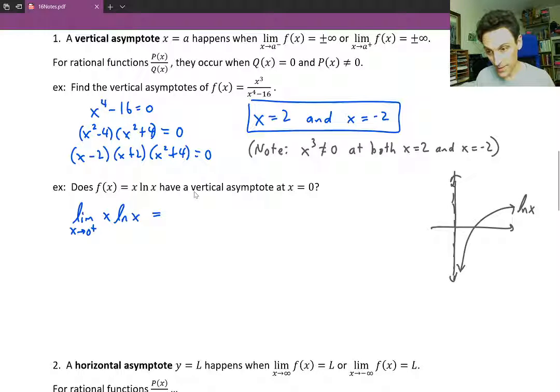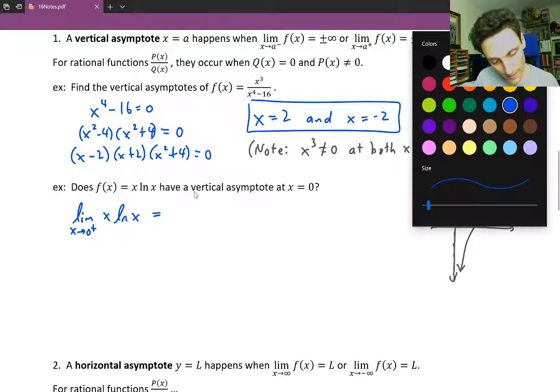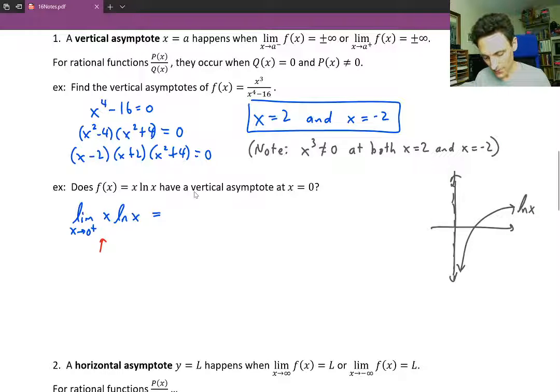What we have here is an indeterminate form of type 0 times negative infinity. Why is that? Well, as x approaches 0 from the right, this x factor is going to 0. And as x approaches 0 from the right, ln x is approaching negative infinity. You can see that from the graph. ln x is going down to negative infinity as x approaches 0 from the right.